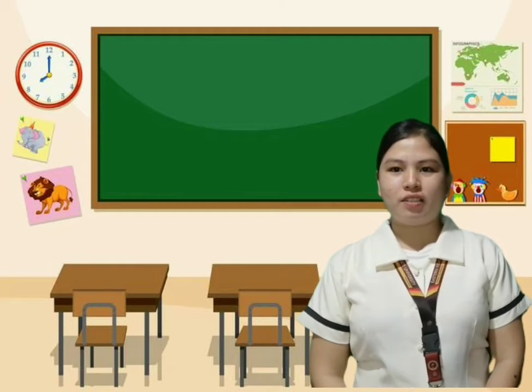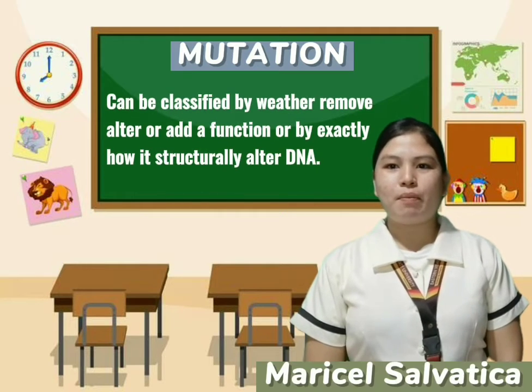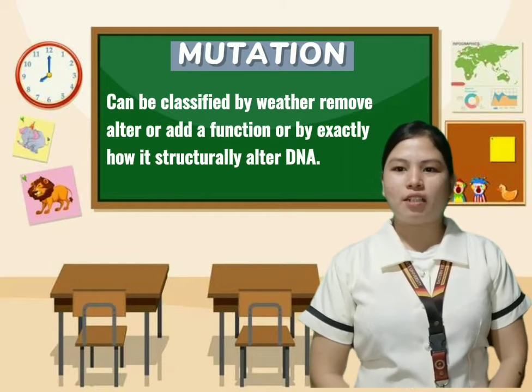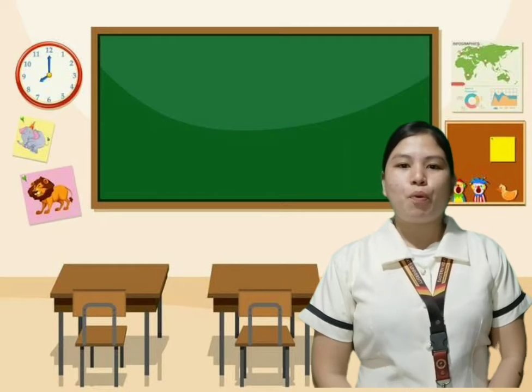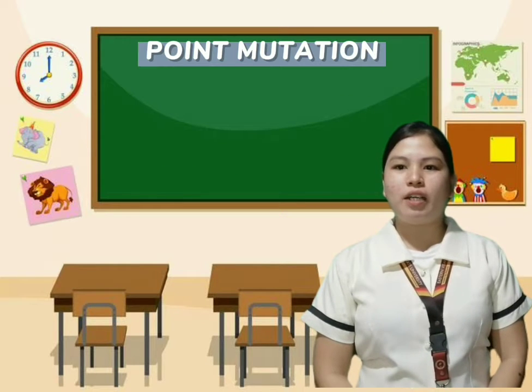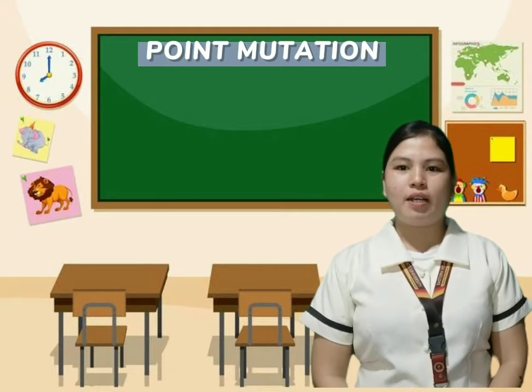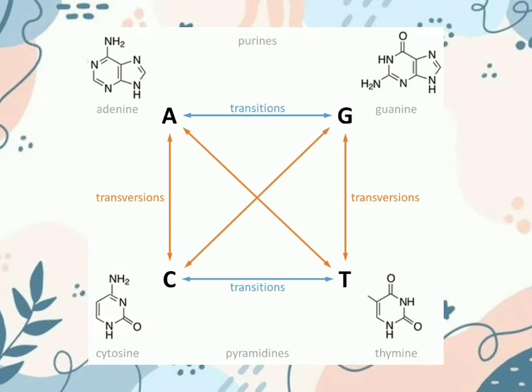The types of mutations. Mutations can be classified by whether they remove, alter or add a function, or by exactly how they structurally alter DNA. A point mutation is a change in a single DNA base. It is a transition if a purine replaces a purine, A to G or G to A, or a pyrimidine replaces a pyrimidine, C to T or T to C. It is a transversion if a purine replaces a pyrimidine or vice versa, A or G to T or C.